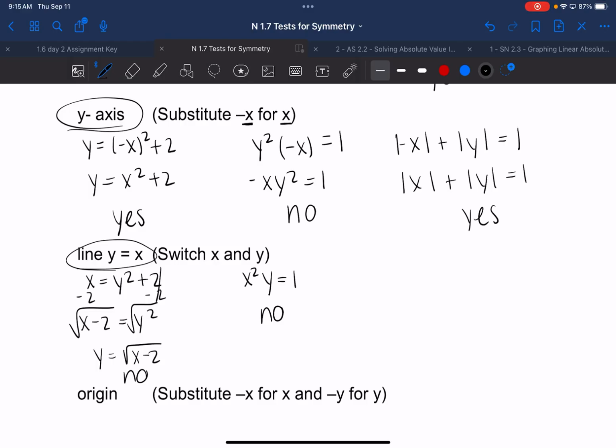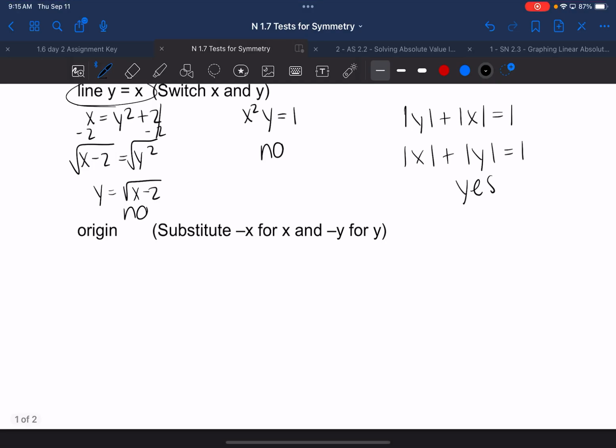Okay? And then for the last one, we'd have now the absolute value of y plus the absolute value of x equals 1. Well, addition doesn't matter the order, right? So I could very well switch them back, and this would still be equivalent to what I started with. So this one is symmetric on the line y equals x.